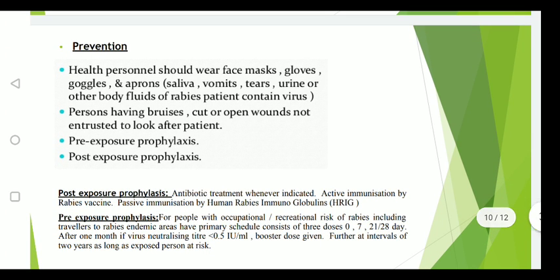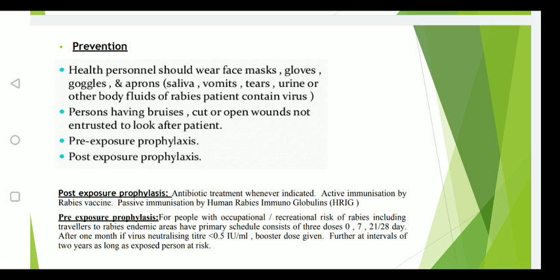Then we'll see about the preventions. In the prevention, the health personnel should wear the facial mask. As nurses or doctors, we have to wear it once we are in contact with the rabies patient. So we are going towards the particular patient, so we should protect ourselves.